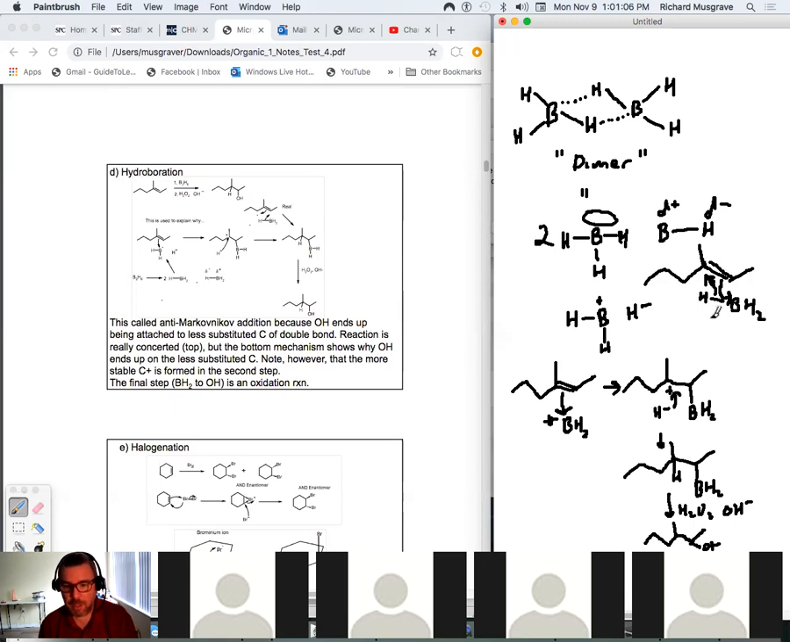And we end up getting, well, actually, you shouldn't say that. The arrow goes down here. We end up getting this in one step instead of two. But the reason it goes in that direction with the H on the left and the BH2 on the right is because of the formation of that positive charge in the more stable place, the tertiary place.